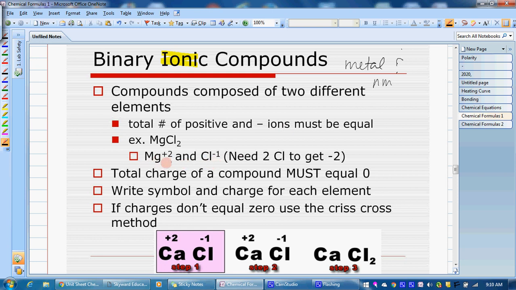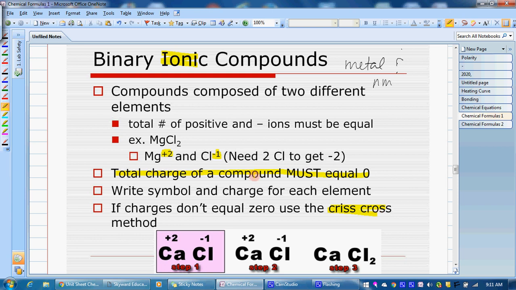Okay, so here you can see magnesium has a positive 2 charge. So if we want to cancel out this positive 2 charge and chlorine only has a negative 1 charge, we need 2 chlorines to cancel that out. Again, your total charge in your whole formula must be equal to 0. We can use what is called the crisscross method.